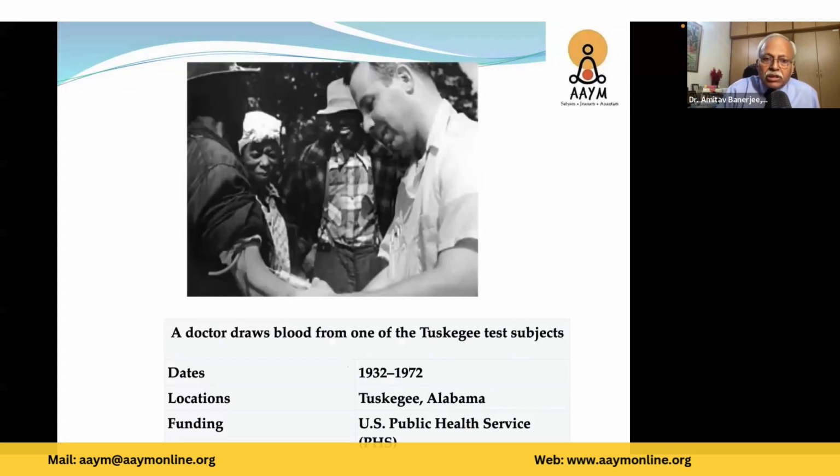So this is about the Tuskegee trial. These are the investigators, and if you see, all the participants are of a particular race. A doctor draws blood from one of the Tuskegee test subjects. This trial started in 1932, and it ended, or it was truncated because of a lot of activism, in 1972.